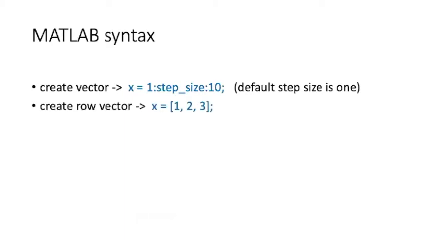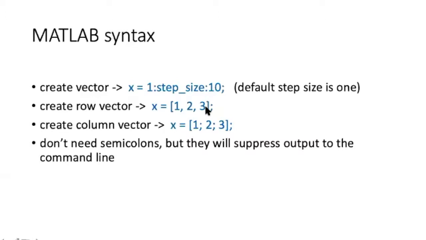If you want a row vector with specific values in it, you can also just write them out explicitly. And for a row vector, it will be commas. For a column vector, it will be semicolons. And at the end of all of these lines, you'll notice that there are semicolons.